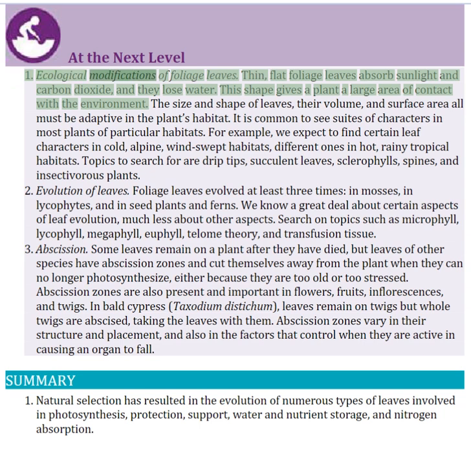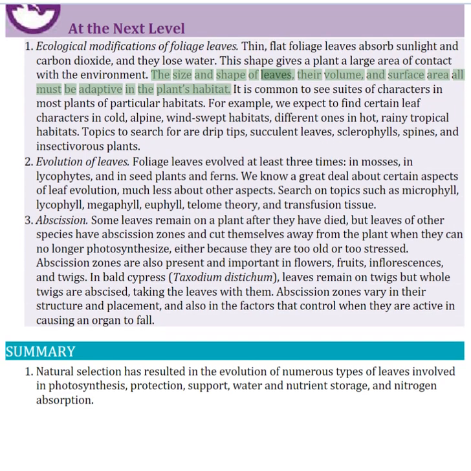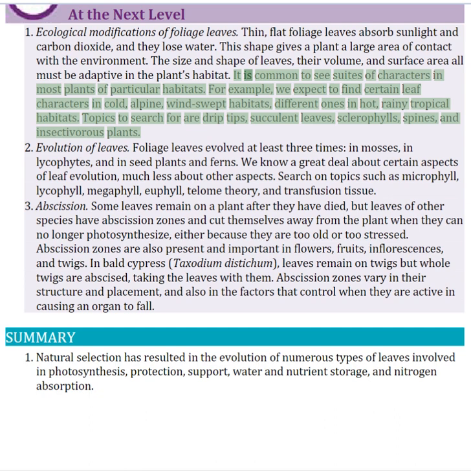At the next level. 1. Ecological modifications of foliage leaves. Thin, flat foliage leaves absorb sunlight and carbon dioxide, and they lose water. This shape gives a plant a large area of contact with the environment. The size and shape of leaves, their volume, and surface area all must be adaptive in the plant's habitat. It is common to see suites of characters in most plants of particular habitats. For example, we expect to find certain leaf characters in cold, alpine, windswept habitats, different ones in hot, rainy tropical habitats. Topics to search for are drip tips, succulent leaves, sclerophylls, spines, and insectivorous plants.